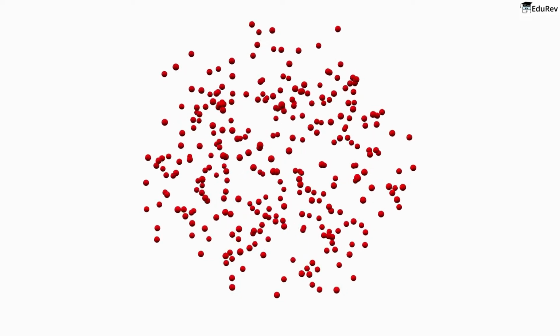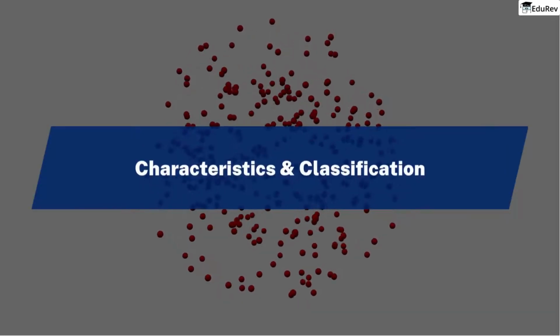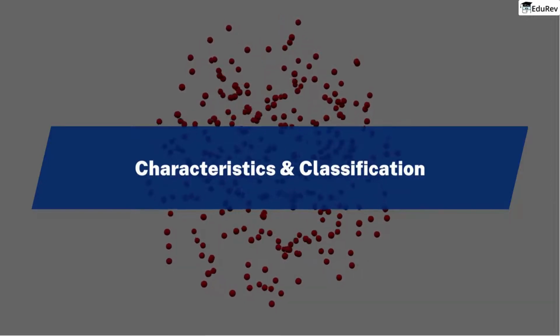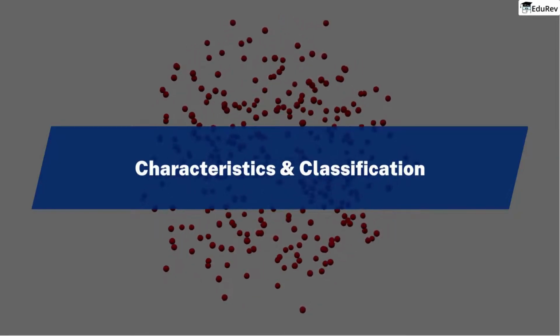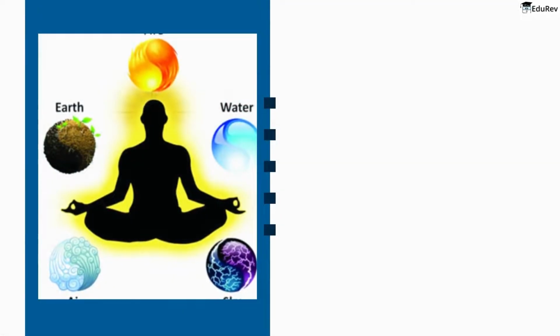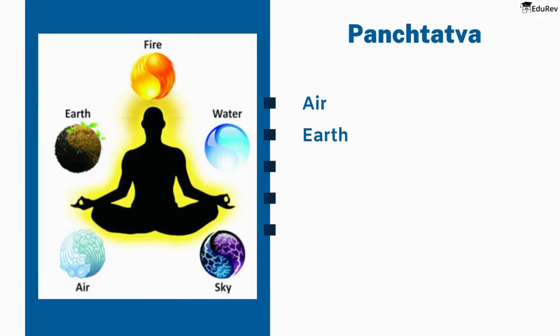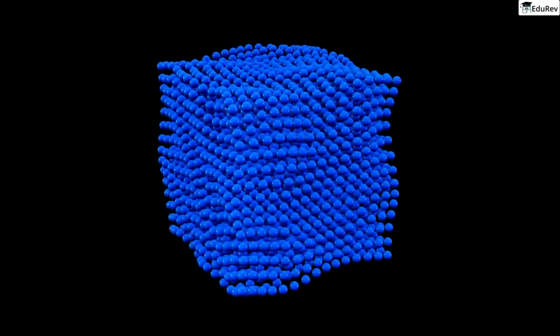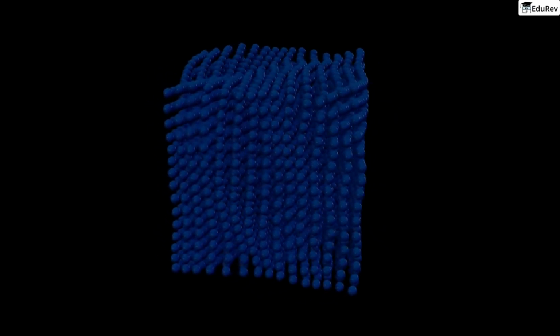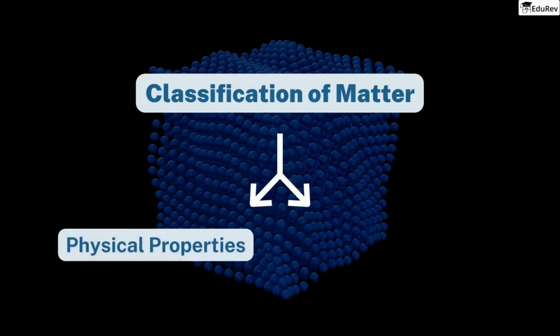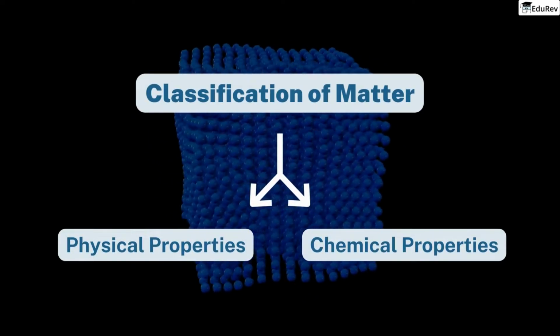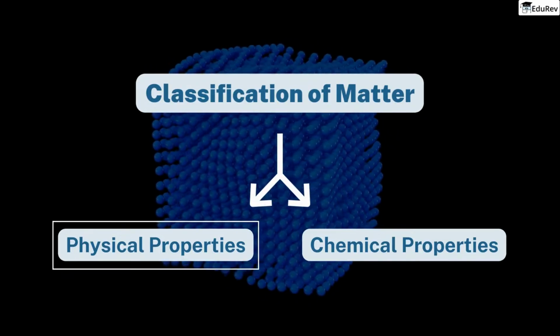And today, we're diving into the world of matter to learn about its characteristics and classifications. Let's begin by exploring the early and modern classification of matter. In ancient times, Indian philosophers classified matter into 5 basic elements: the Panch Tattva, air, earth, fire, sky, and water. According to them, everything in the universe, whether living or non-living, was made up of these 5 elements. Fast forward to modern times, and scientists have evolved types of classification of matter based on their physical and chemical properties. In this lesson, we will be focusing on matter based on its physical properties.